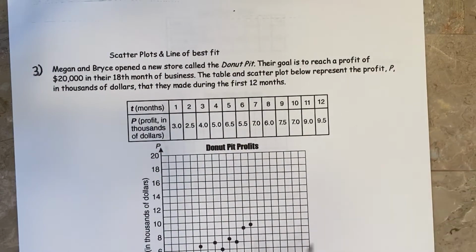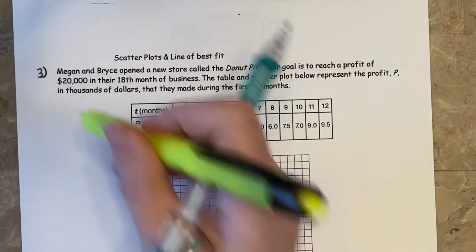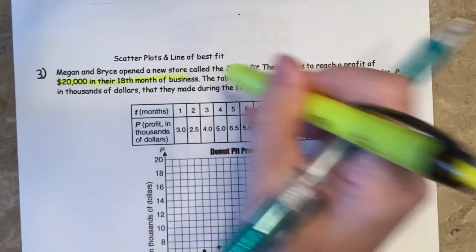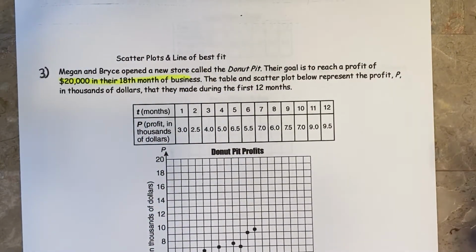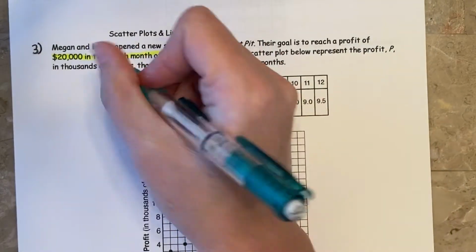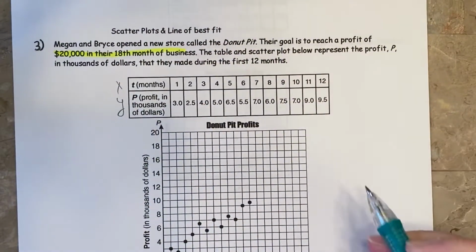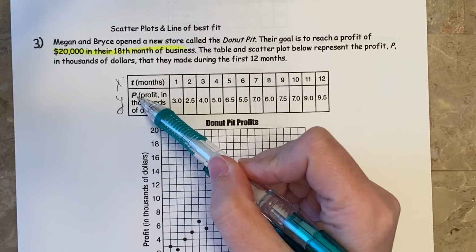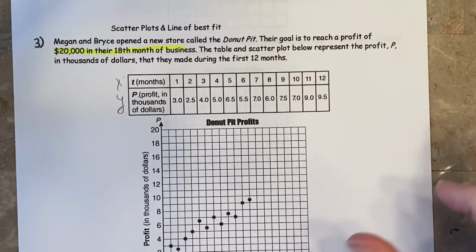So Megan and Bryce opened a new store called the Donut Pit. Their goal is to reach a profit of $20,000 in their 18th month of business. The table and scatter plot below represent the profit P in thousands of dollars that they made during the first 12 months. All right, so we're starting off with a tough one right away, unfortunately, because instead of X and Y, we have T and P. But that doesn't affect anything until the end.